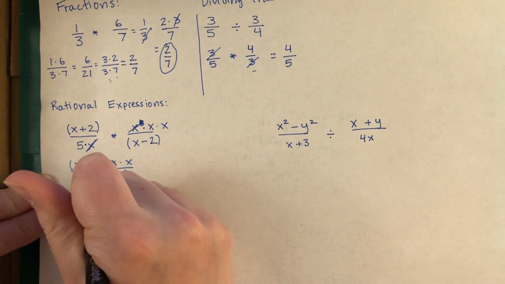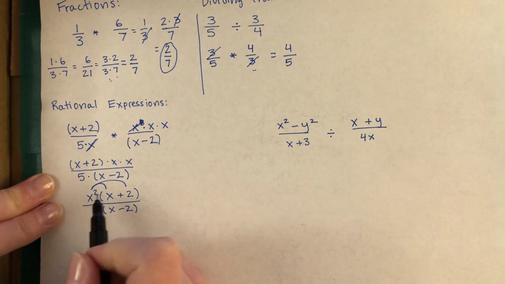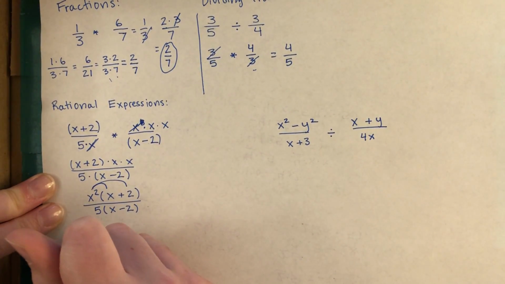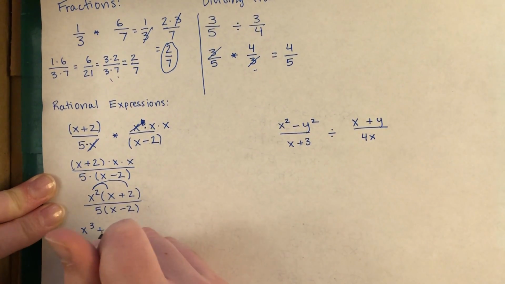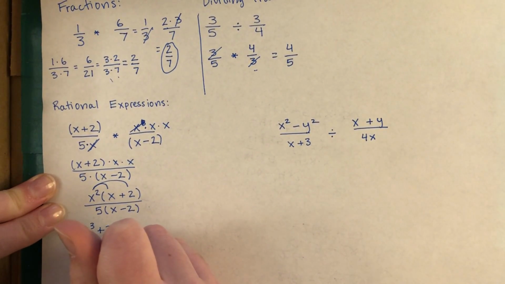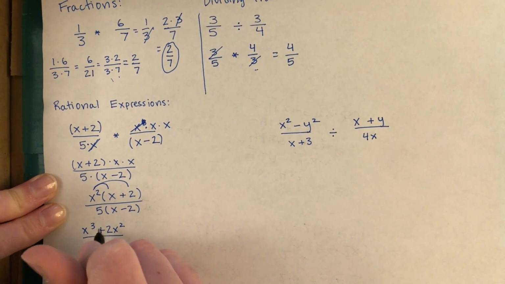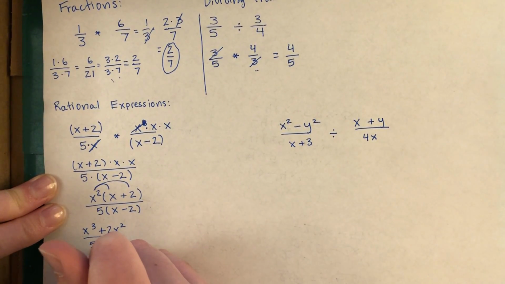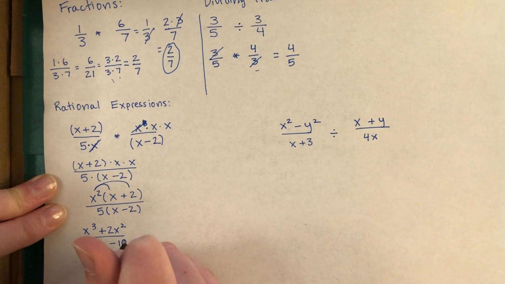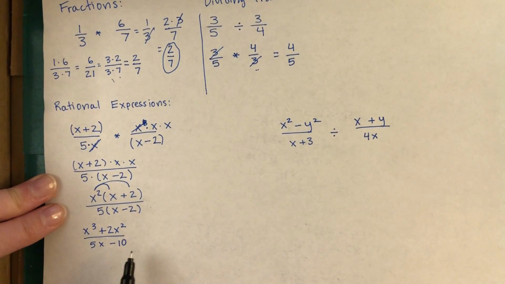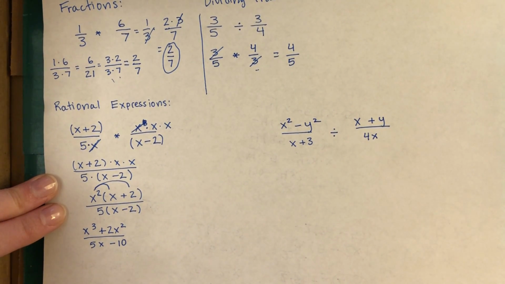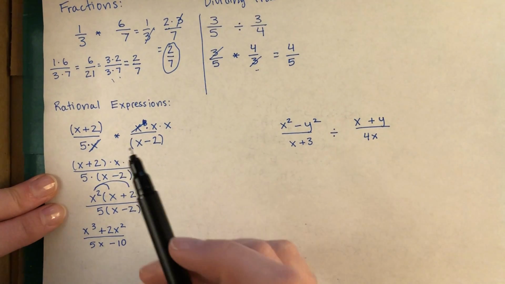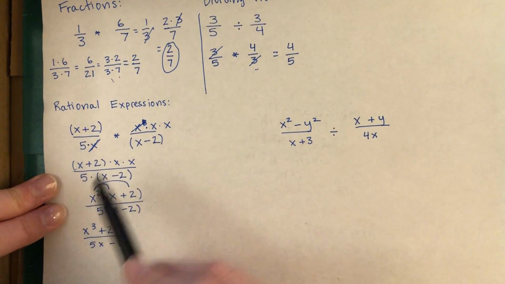So I could multiply my x squared times x. That would give me x cubed. X squared times 2 would be 2x squared. And then on the bottom, this would become 5x minus 10. You usually don't want to do this type of step where you're distributing until you're completely done with everything else. So, for example, I wouldn't want to do that step before I was looking for factors to cancel.